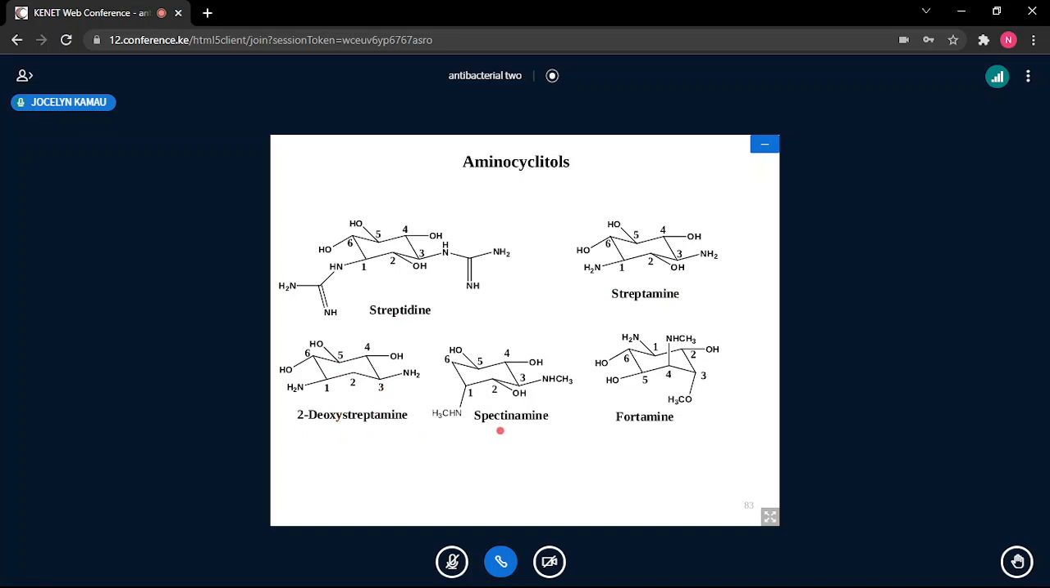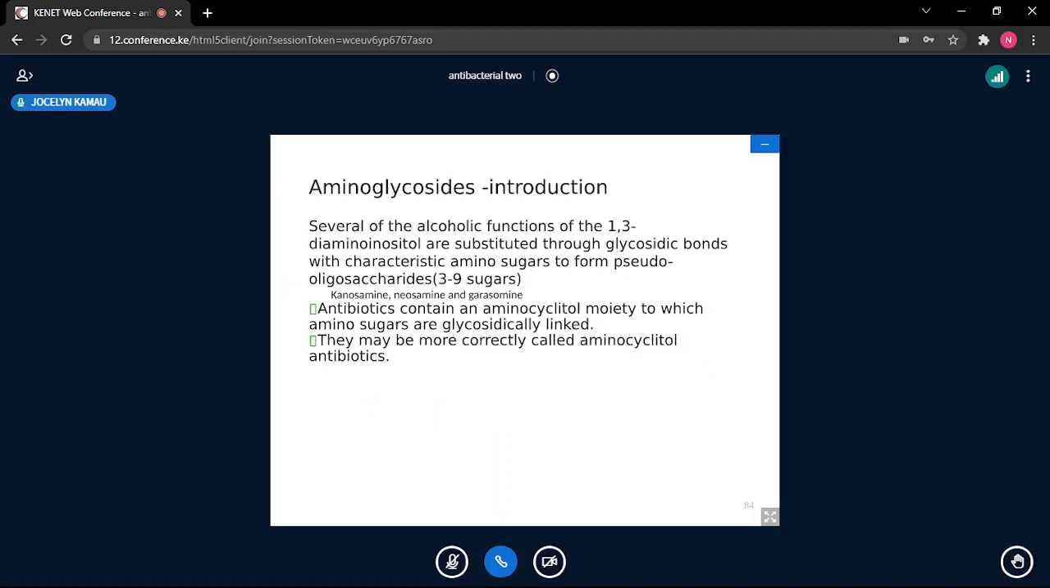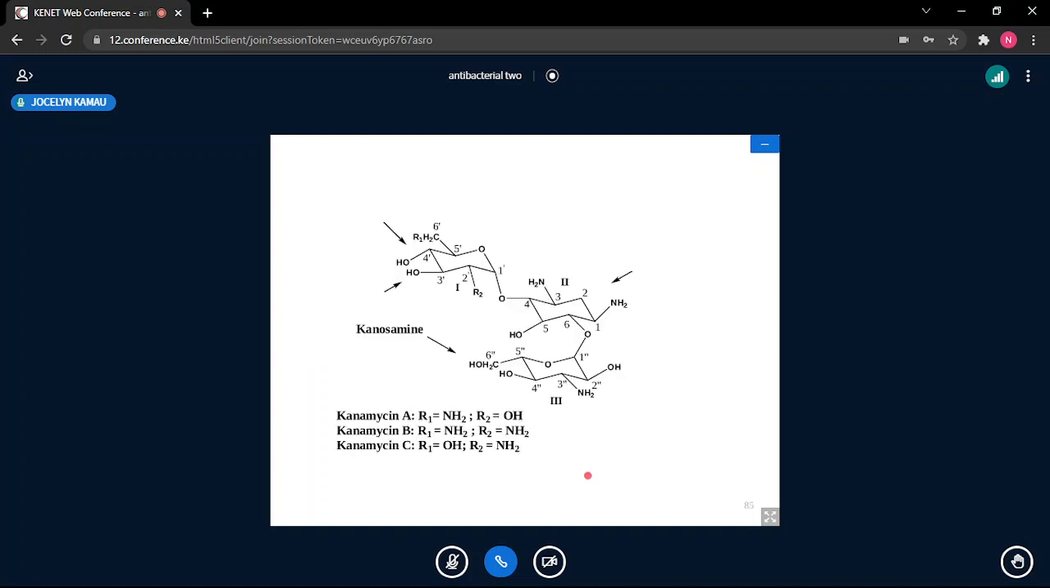Then you have the spectinamine, and when you look at spectinamine, again at position number 1 and position number 3, you have the methyl amino group. Again, at that position and that position where you have, I have not seen this in any of the drugs, but we will see that one. You see, definitely we see this one, you see that one and that one. So now, if you understand those aminocyclitols, we are saying those aminocyclitols are joined glycosidically to the aminoglycoside.